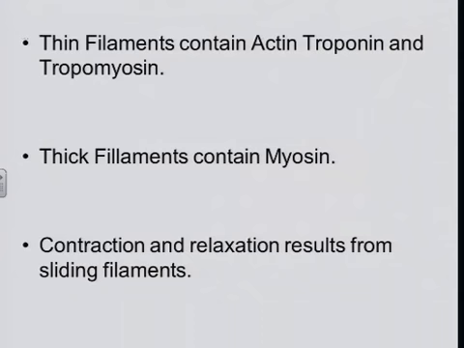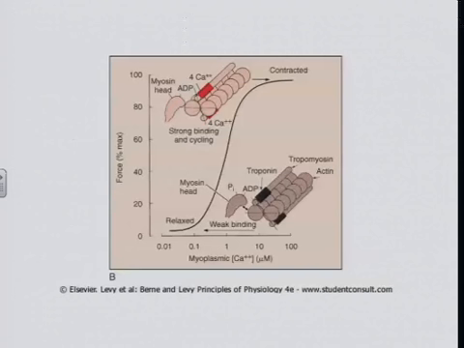But we have these thin and thick filaments. The thin filaments have actin, troponin, and tropomyosin. So in spite of being thinner, they have more named things in them. The thick filaments contain myosin. And contraction and relaxation consists of sliding these filaments against each other, and in that movement of that myosin head group as it pulls on the chain of these things here.